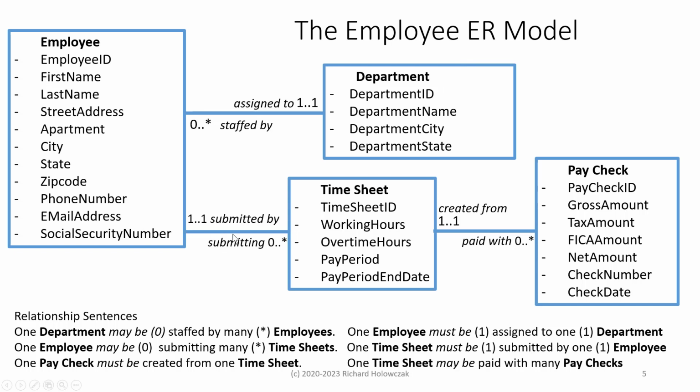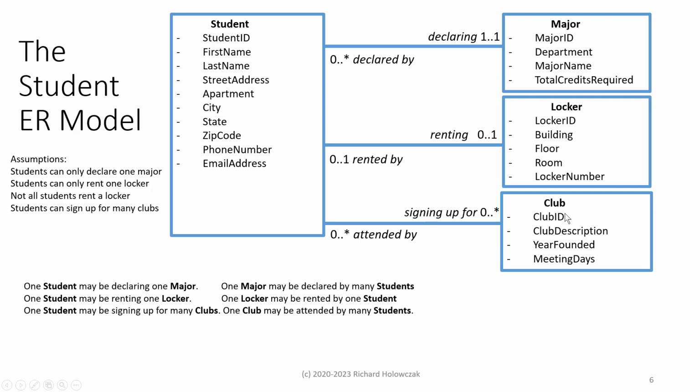One employee may be submitting many timesheets, and one timesheet may be paid with one or more paychecks. Another example is the student ER model, where one student must be declaring one and only one major. One student may be renting one and only one locker, and one student may be signing up for one or more clubs. This model has a few assumptions: that students can only declare one major, students can only rent one locker, not all students will rent a locker, and students can sign up for as many clubs as they like.